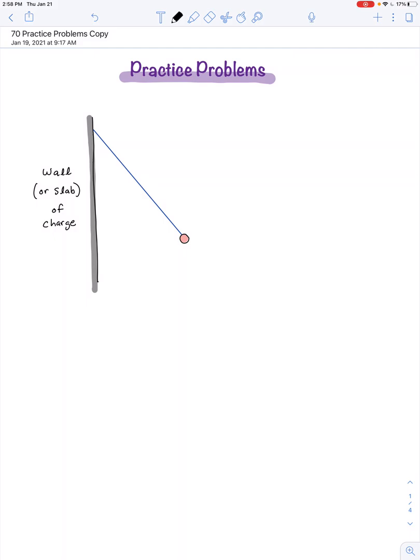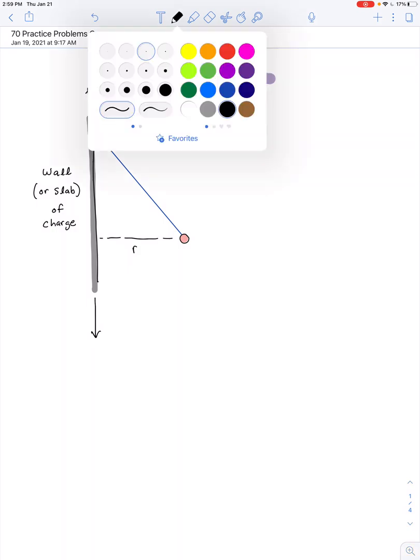And let's assume that it's been imbued with excess electrons, so that the wall is negatively charged. And also, we'll consider the case where we haven't really shown the full dimension of this wall. We'll imagine that it's very tall in comparison to this distance, r. In that case, we can assume that the electric field is very nearly uniform. I'll draw on some field lines.